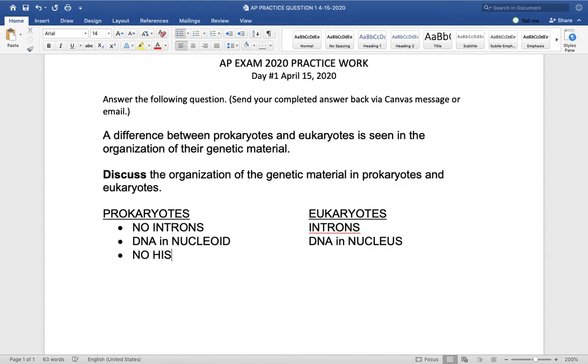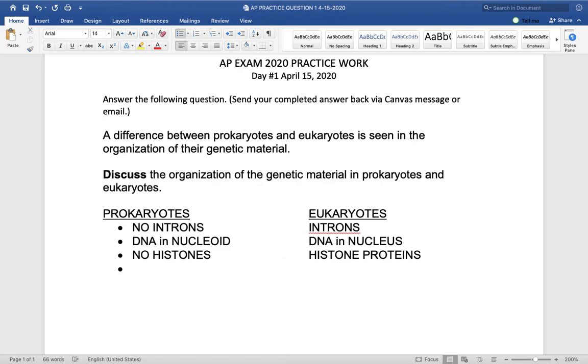The third point is prokaryotes do not have histones, and eukaryotes do. Histones are very much what holds the genetic material together in the nucleus. They're little proteins. They look like little balls, and they would keep the chromosomes organized in their linear form inside the nucleus. Prokaryotes don't have a nucleus, and they have that circular chromosome, so they don't have histone proteins.